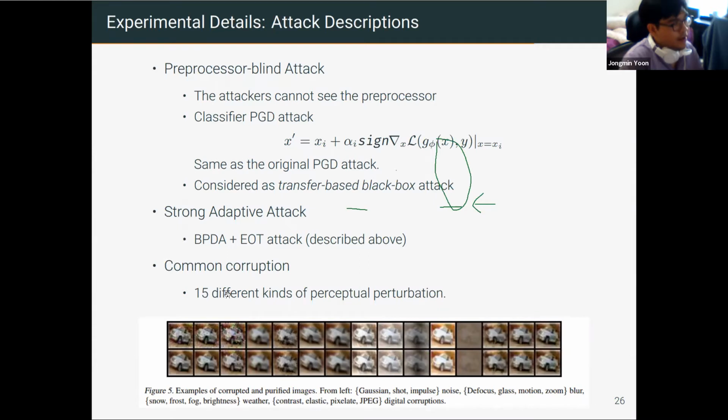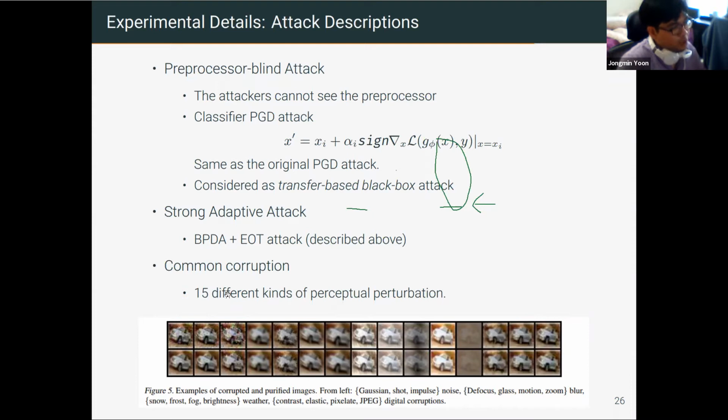The second one is the strong adaptive attack, which is BPDA plus EOT attack, which we described above. The third attack is common corruption, which is a perceptual attack consisting of 15 different kinds of perceptual perturbation. Figure 5 describes the common corruption.